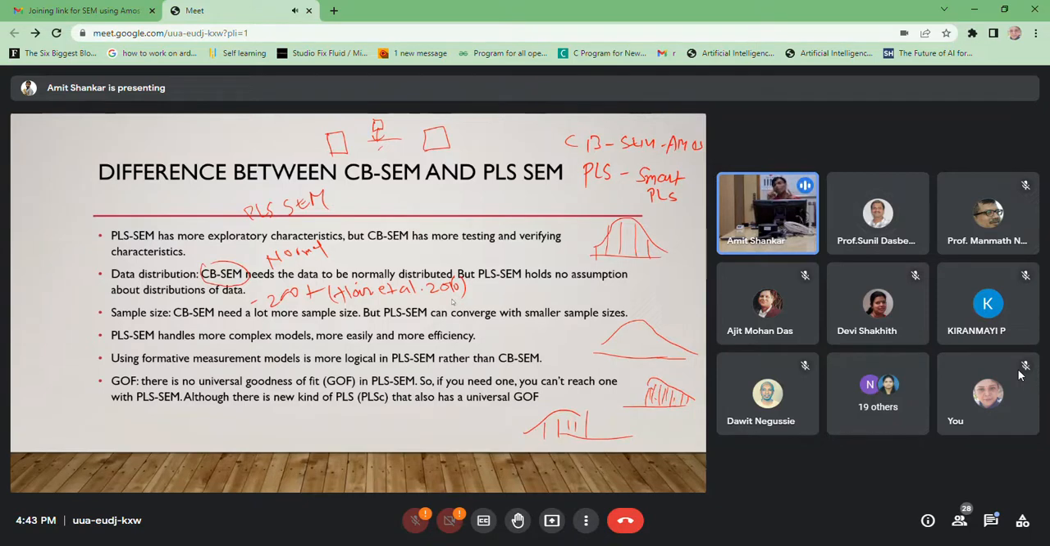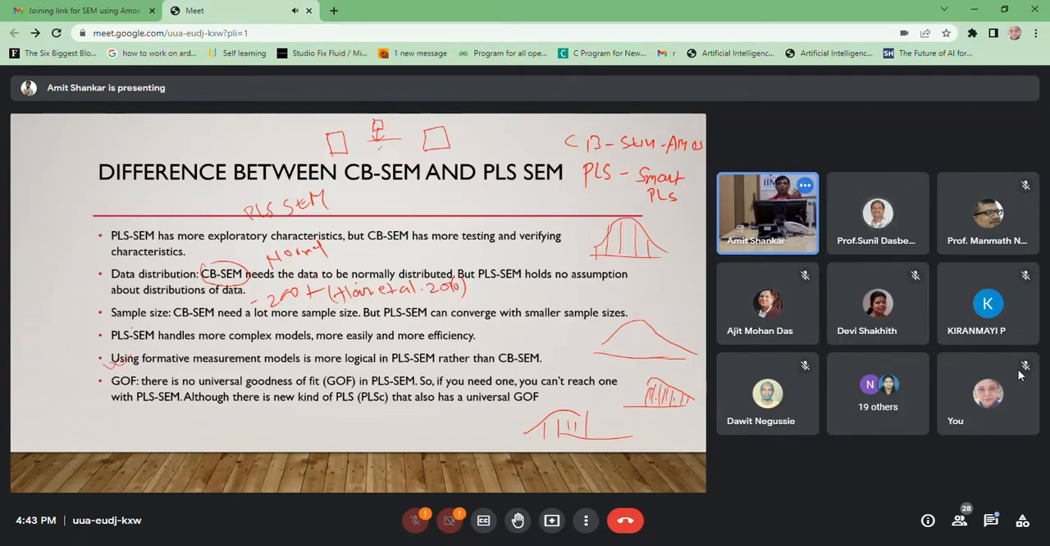PLSSCM can handle more complex models, but with CBSCM it's a bit difficult to get the result in a complex model. So if your model is complex, my suggestion is to go with PLSSCM rather than CBSCM. Now an important part, one basic thing that I need to understand and make you understand.